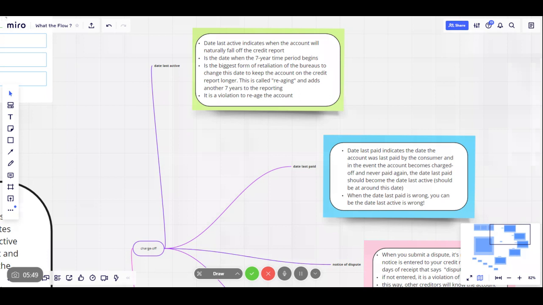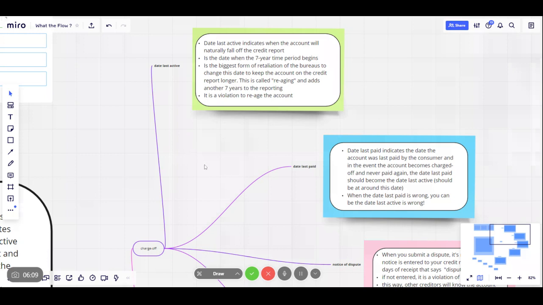Honey, they are not there to hold your hand. They are not there to be your friend. They're not there to help you. They are there to make money, and if you're costing them money, then this is what they do, all right? This is called re-aging, and it adds another 7 years to the reporting, and it is a violation to re-age the account.